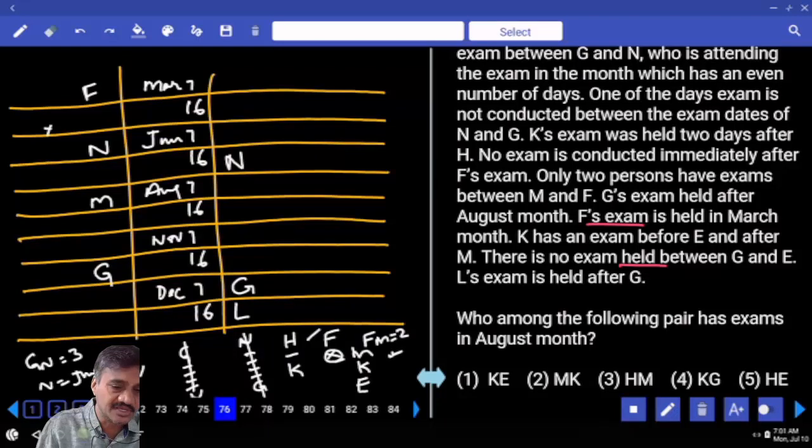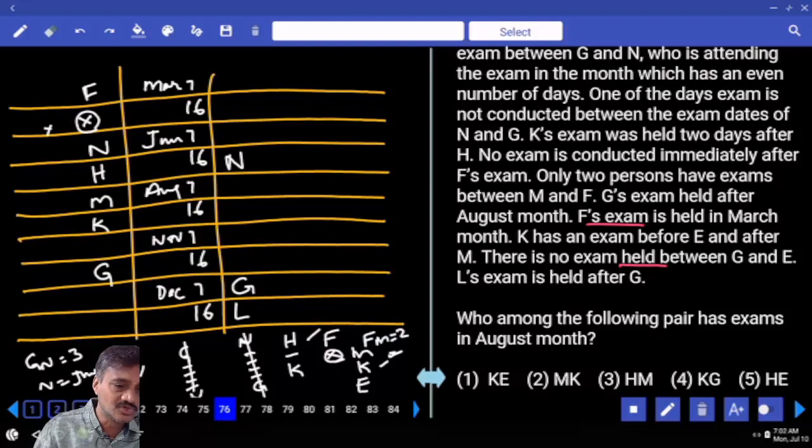And between H and K there must be exactly 1 person. This is a holiday we have, isn't it? And K is after whom? K is after M. Now between F and M the 2 are done. After M what should be there? K should be there. If K is at this place, now between H and K there must be exactly 1. Does it fit or not? H and K.